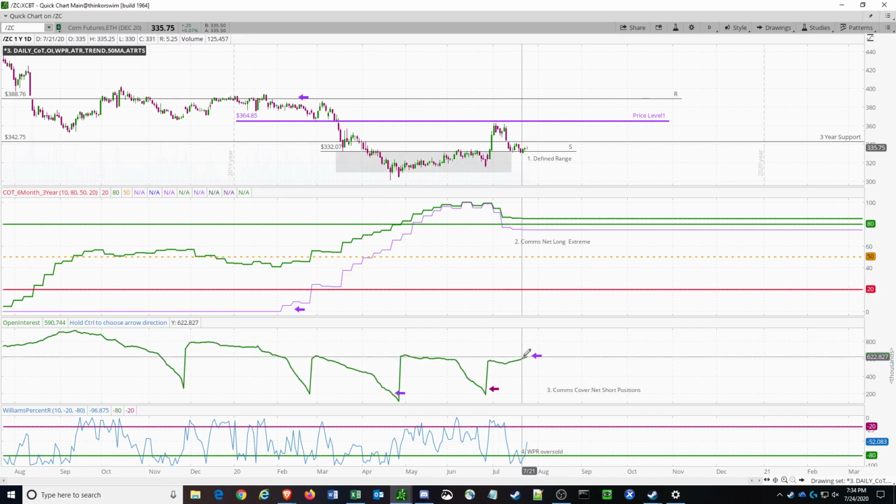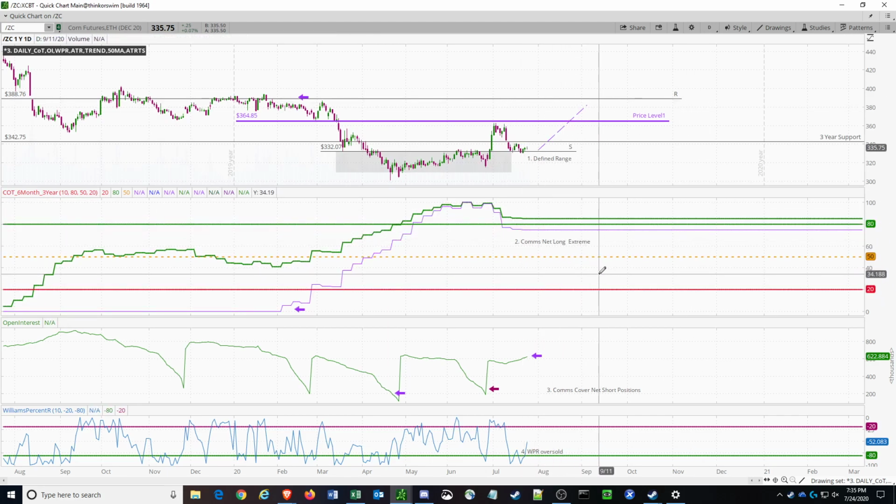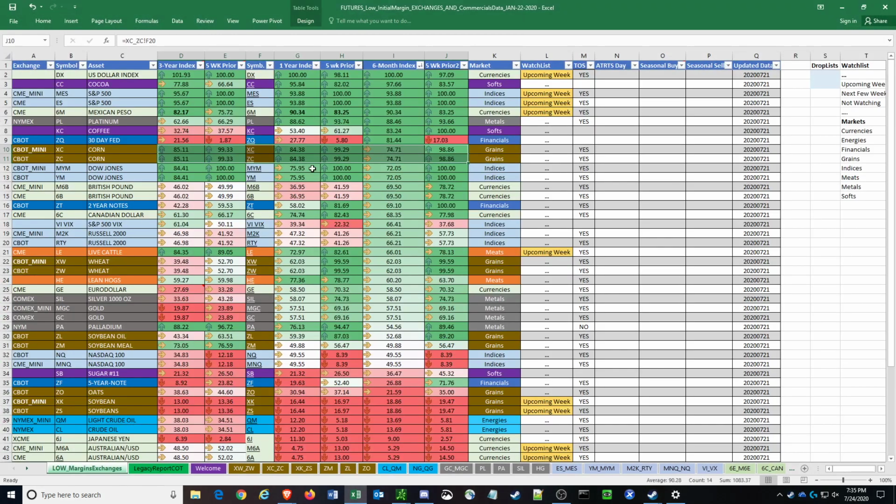So what we got is open interest increasing here. We'd like to see this drop down before maybe corn makes another run up, as long as commercial interest stays bullish here. WPR oversold. There it is. So if you're playing corn, I may keep on the lookout for the time being.